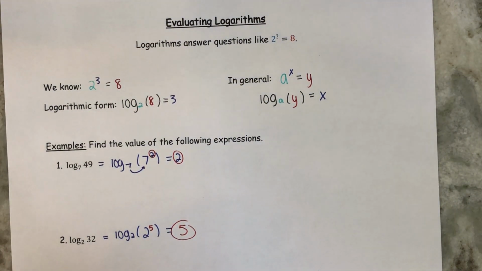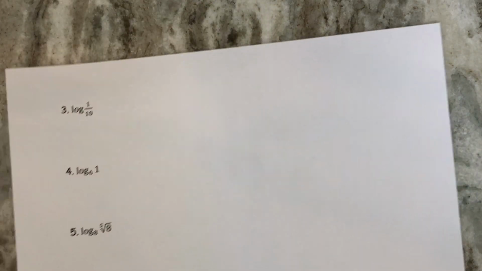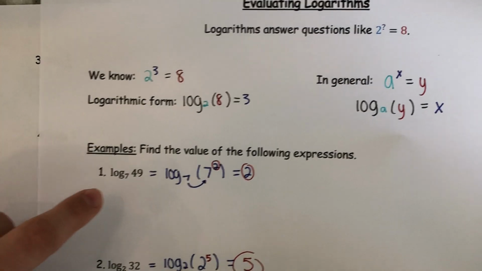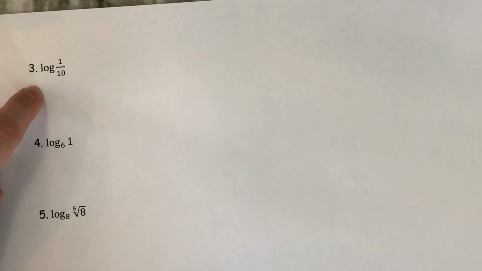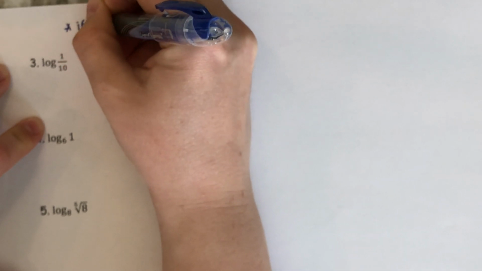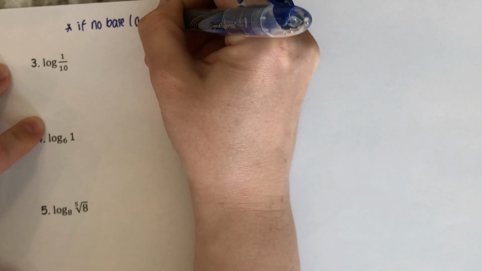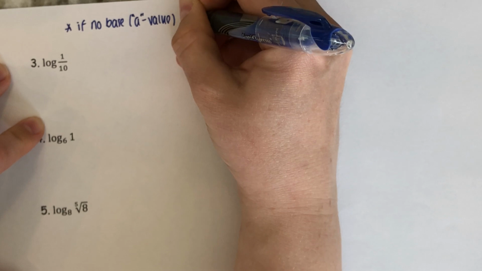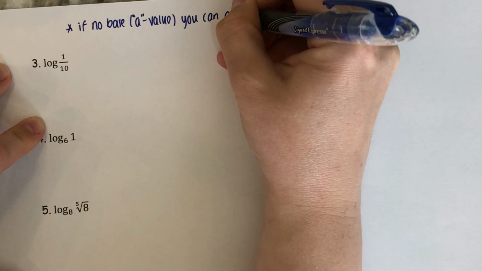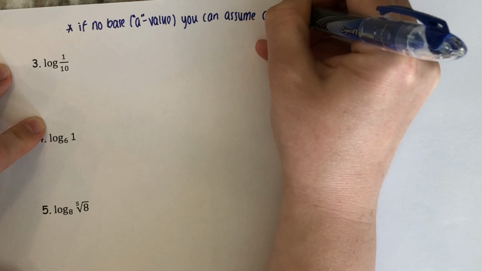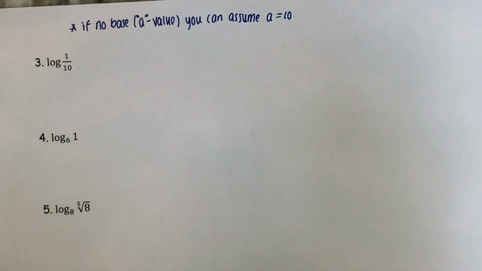All right, let's do a little bit of a more complicated example. So in number 3 here, we have log of 1/10. Sometimes you won't have a base written. Notice before we had log base 7 and log base 2. This does not have a base written. So anytime there is no base, you can assume that a equals 10. So if there's no base given, assume that the base is 10.